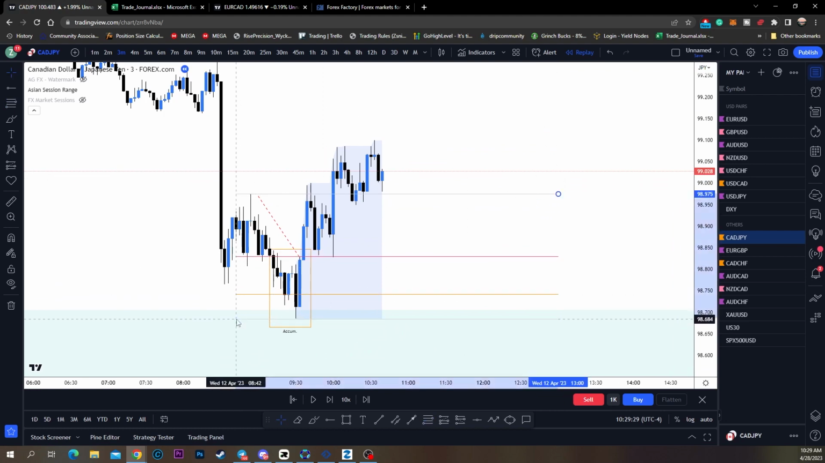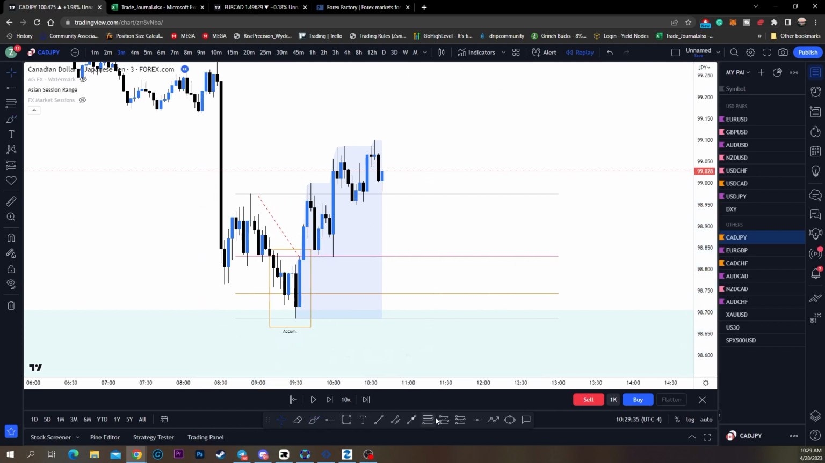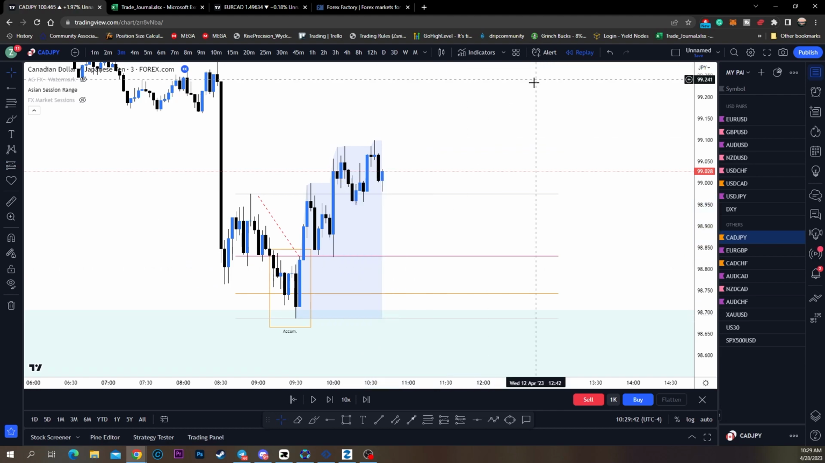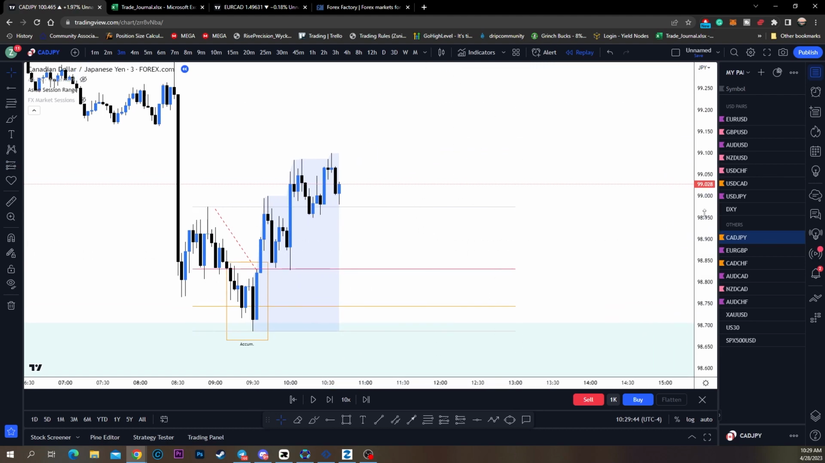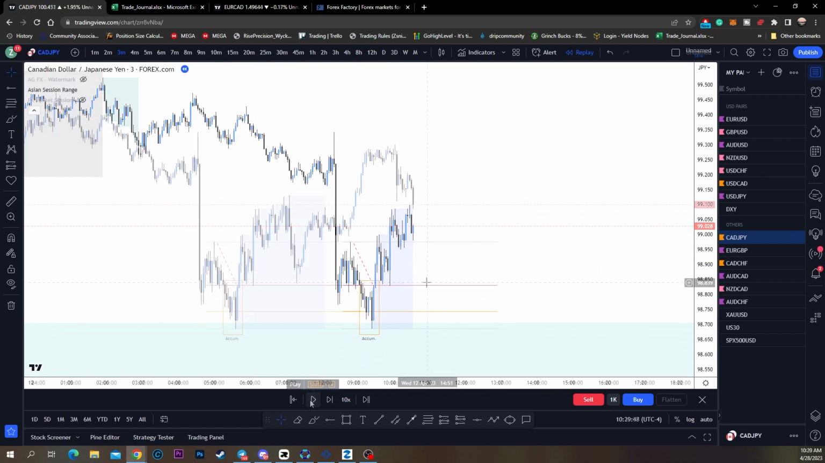Okay, so we have an entry, and the entry would have to be off of this entire drive towards the downside, right? So this is a very large stop loss. Not something that I would have gotten into. But let's see if we actually get some more price action that's going to give us a better entry here.